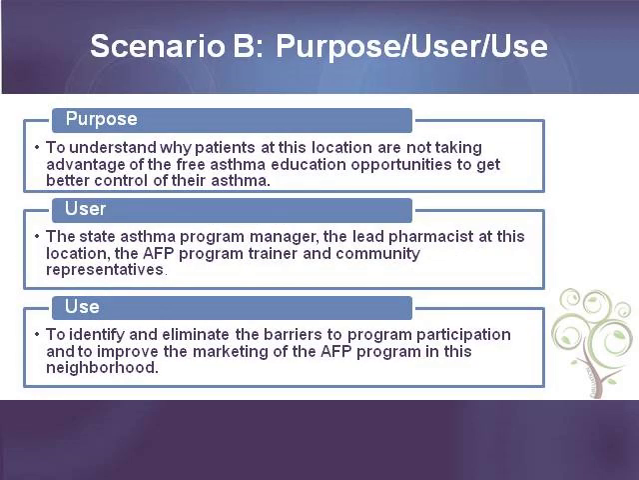Scenario B, by contrast, we're trying to decide why it is that things are not going so well in site number 20, even though they're going great in the other 19 sites. Purpose, user, use: understand why patients here are not taking advantage, even though it's free. We have a whole cast of characters who are curious about this and really would love to solve the problem or can help provide the information to solve the problem. And the data are going to be used to figure out what those barriers are, and to the degree we can eliminate them, figure out the way forward to eliminate them. All right.